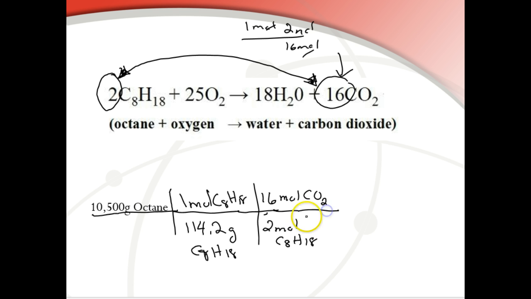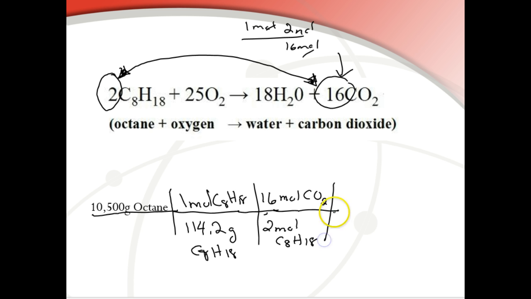And for these stoichiometry reactions, guys, we don't have to compare reactant to product. We can see how much oxygen I need to react with 10,500 grams of octane. It's the same idea. We convert to moles first, and then instead of 16 moles of carbon dioxide is produced from 2 moles of octane, it would be 25 moles of oxygen are needed to react with 2 moles of octane.